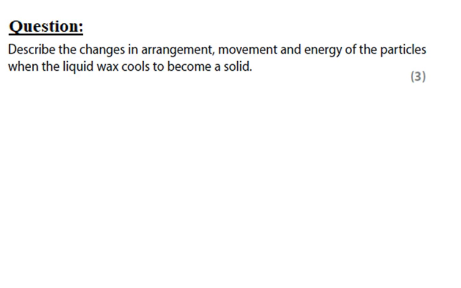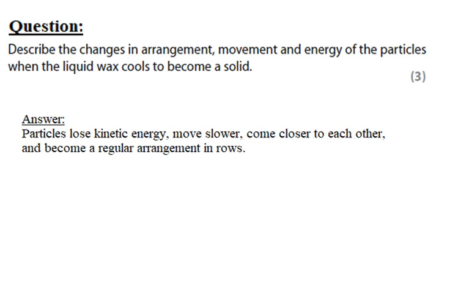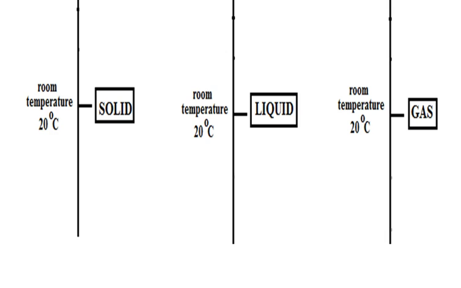Another question could say, describe the changes in arrangement, movement, and energy of the particles when liquid wax cools to become a solid. So here we're talking about a liquid cooling and becoming a solid. What happens to it with respect to arrangement, movement, and energy? We should know that if we're cooling the liquid, particles lose kinetic energy, move slower, come closer to each other, and become a regular arrangement in rows.